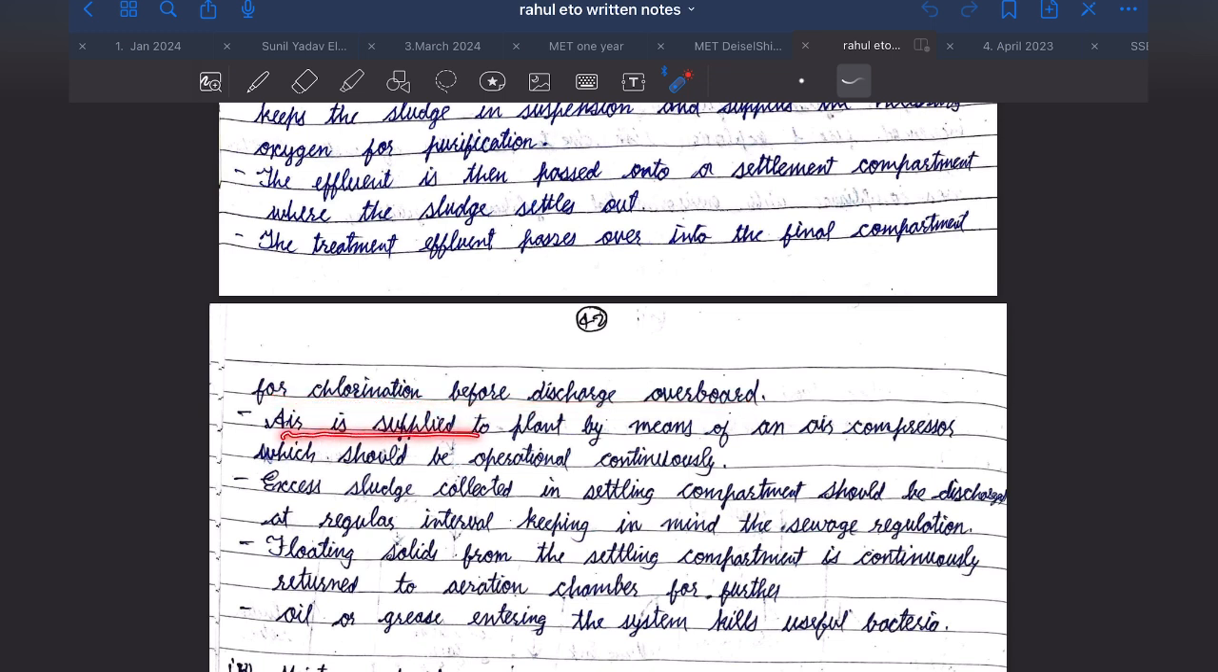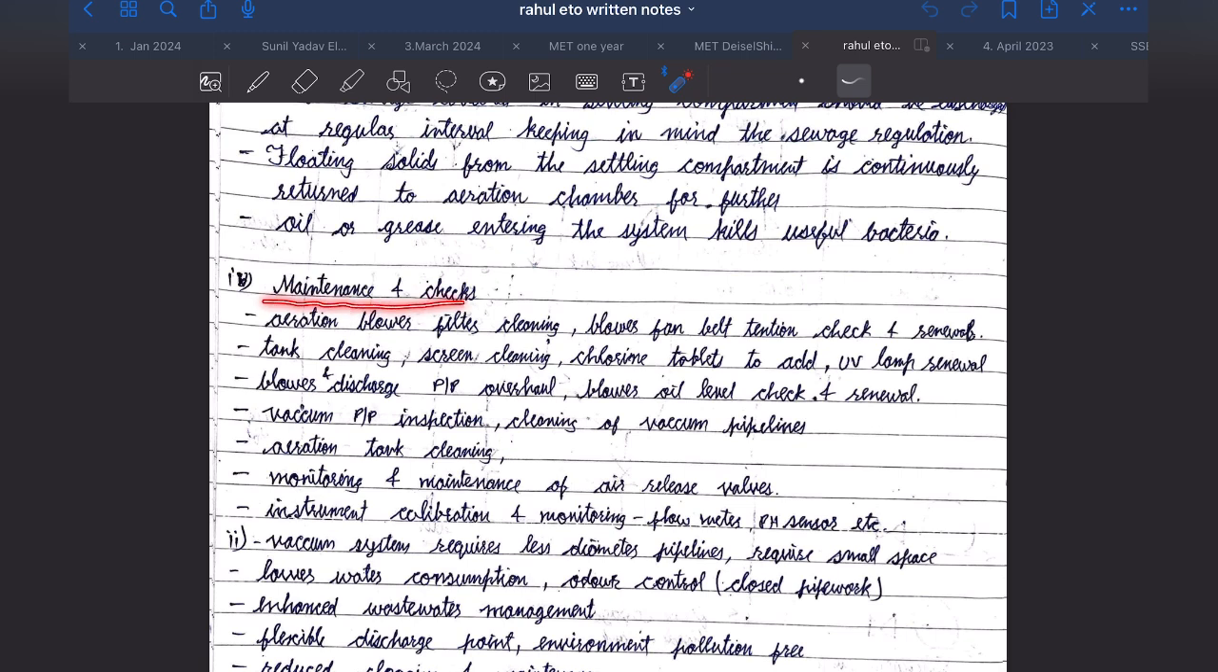Air is supplied to the plant by means of an air compressor, which should be operational continuously. Excess sludge collected in the settling compartment should be discharged at regular intervals, keeping in mind the sewage regulations. Floating solids from the settling compartment are continuously returned to the aeration chamber for further treatment. Oil or grease entering the system kills useful bacteria. Now, what are the maintenance and checks?